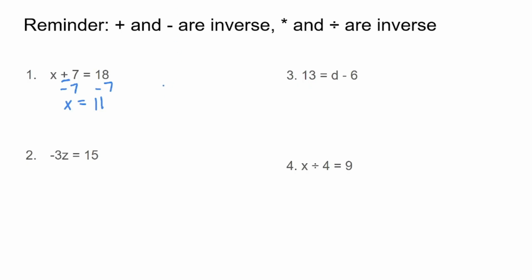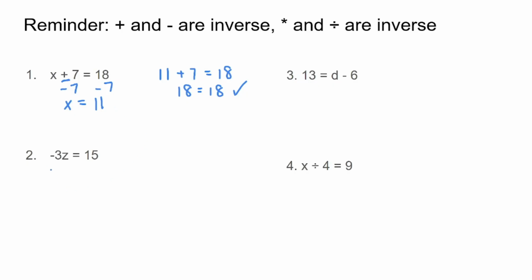Our last step is going to be to check our answer. So we should be able to plug in 11 for x and get the correct answer. 11 plus 7 is 18. 18 equals 18. That's true, so we know x equals 11 is right.